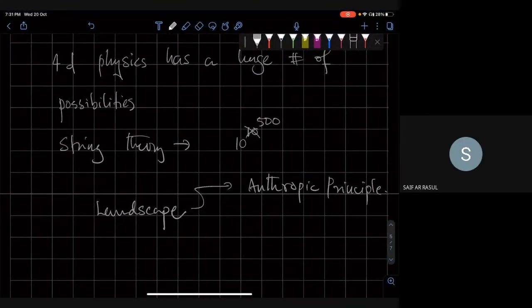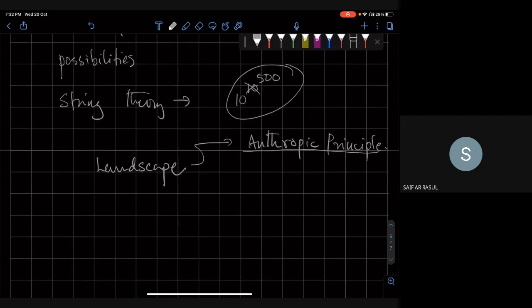Yeah. So for most of the string theory solutions, the universe would look extremely different. So one solution to the landscape problem is the anthropic principle, which says that, well, our universe is the way it is because otherwise we wouldn't be here to see it. Okay. It's not a very elegant solution in my view, but some people like it.